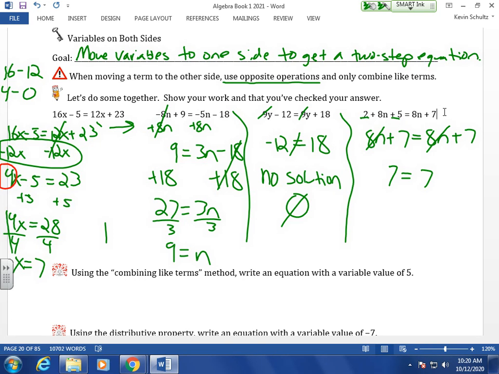Okay? If you pick negative 5, 8 times negative 5 is negative 40 plus 7, negative 33. On the right side, negative 40 plus 7 is negative 33. Every single number is going to work, which means that instead of no solution, oh, I can't even spell solution, I'm so excited. All solutions, okay? All numbers are going to make this equation work because it's exactly the same.